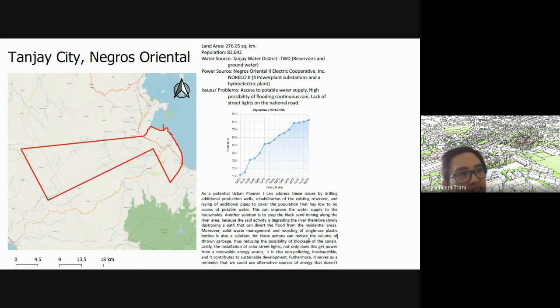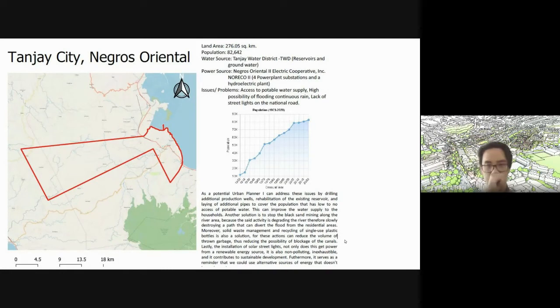And then recycling, the challenge is not everything we throw away can be recycled, so there has to be some kind of way to break down these non-recyclable materials, or maybe give them a space to decompose so they go back into the environment safely, of course. Lastly, installation of street lights, powered by a renewable energy source, non-polluting, or it serves as a reminder that we could use alternative sources of energy that do not harm the environment.